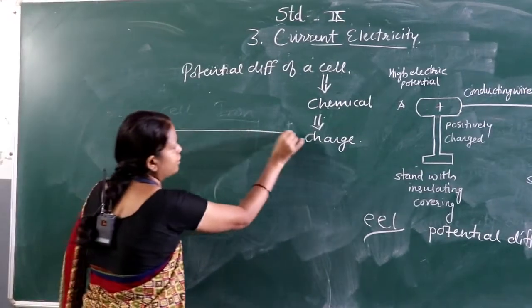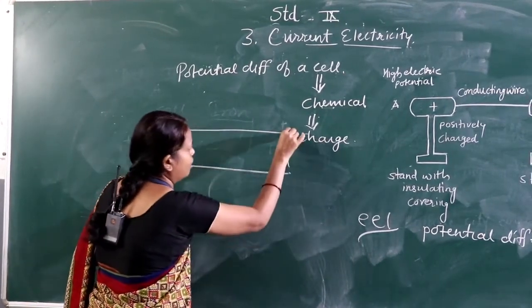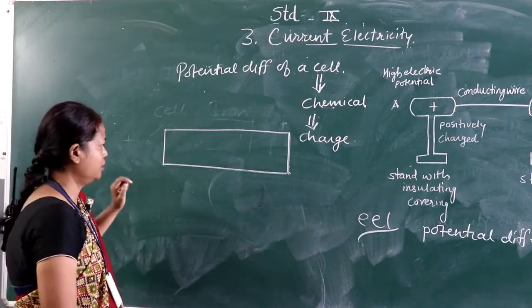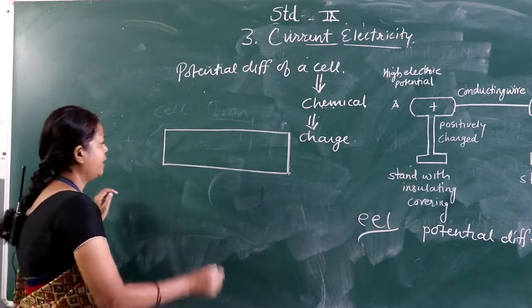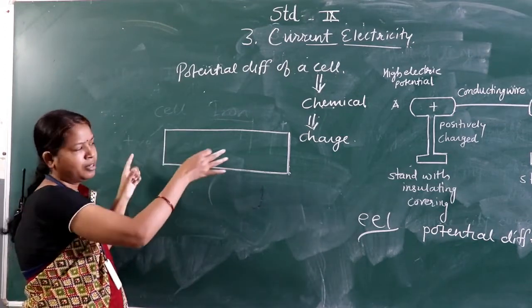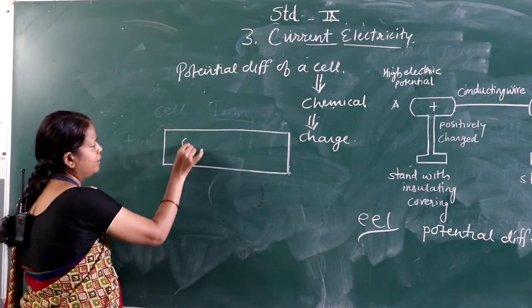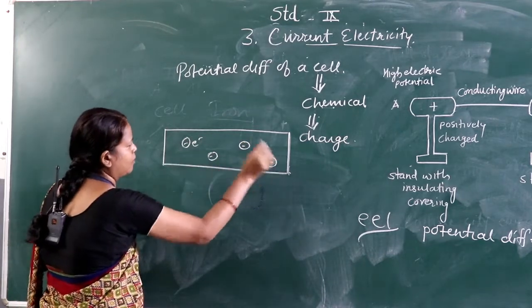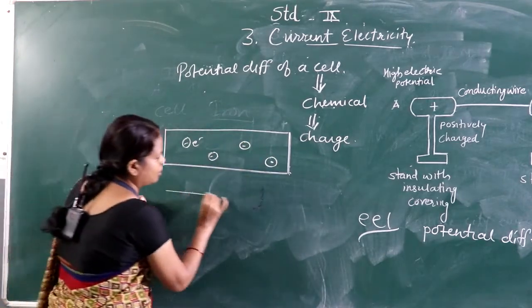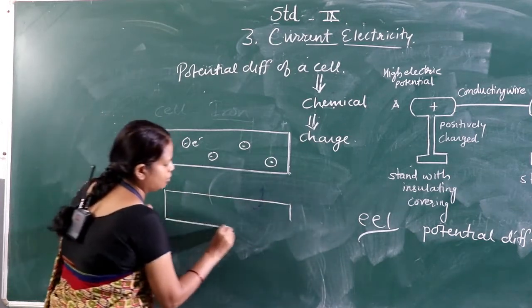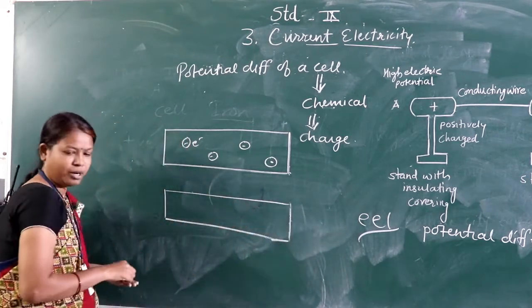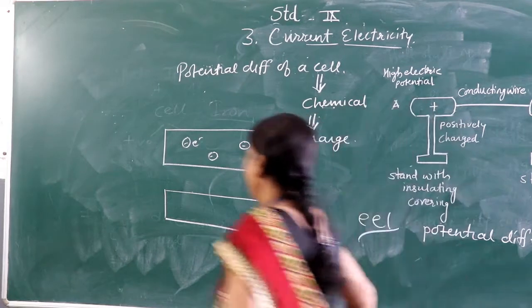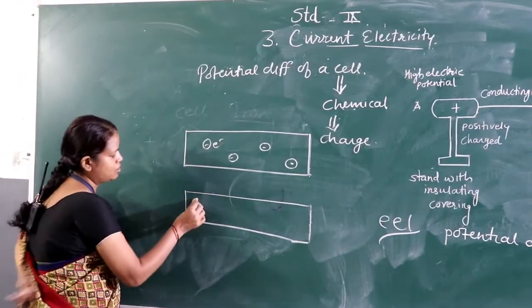Suppose I have a copper wire or an iron nail. You can consider any example. Suppose I have an iron wire or a copper wire, and it is in a free state. It is not connected with any battery. So it also contains electrons. Another example: again, I have another piece of wire. It also contains electrons.